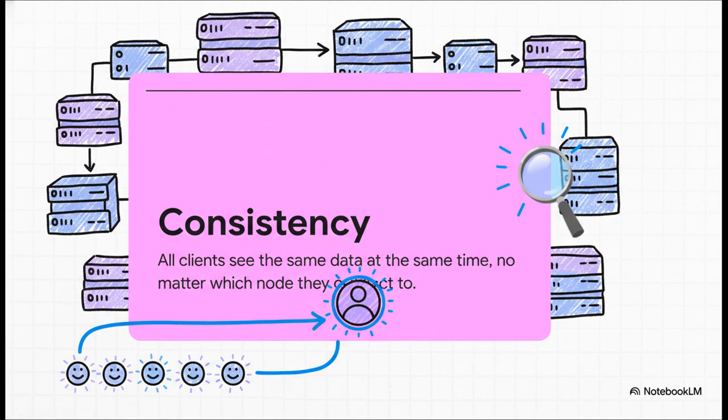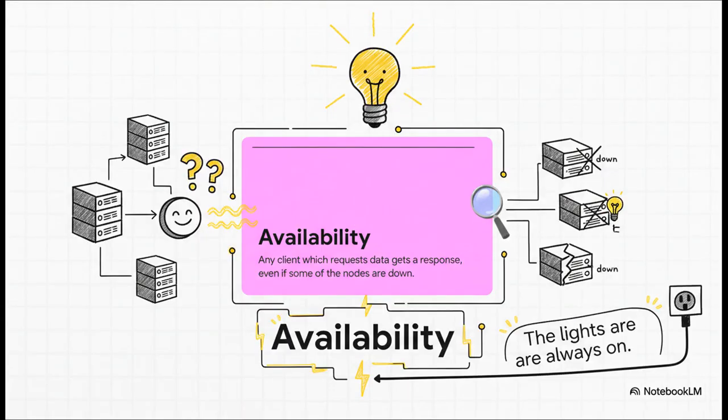So the first guarantee you have to think about is consistency. This just means that everybody sees the exact same, most up-to-date version of the data all the time. It's like having one single source of truth. If you update your profile picture, you expect everyone, everywhere, to see that new picture instantly. That's consistency. The second one is availability.